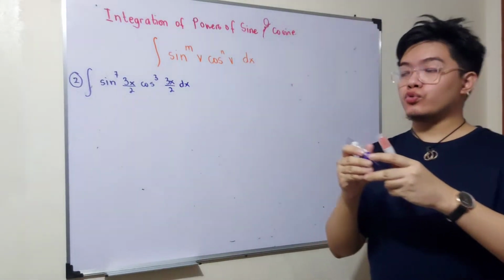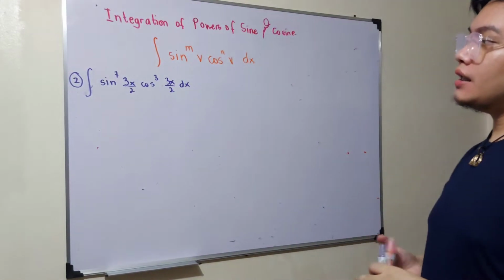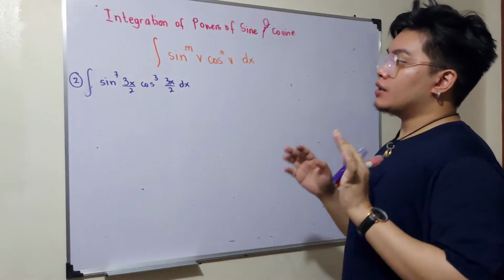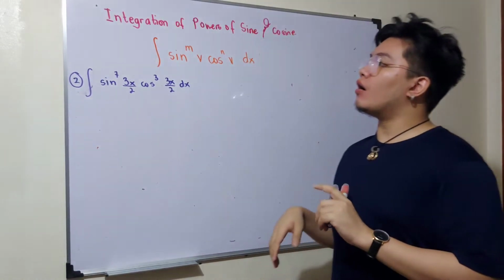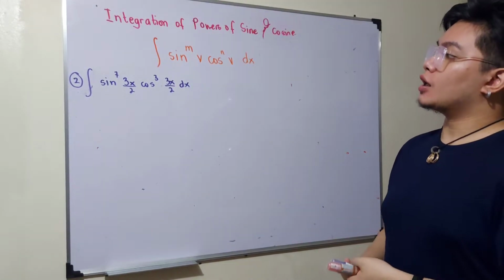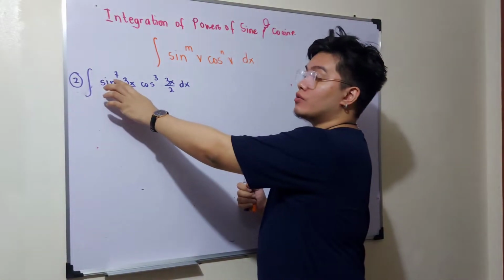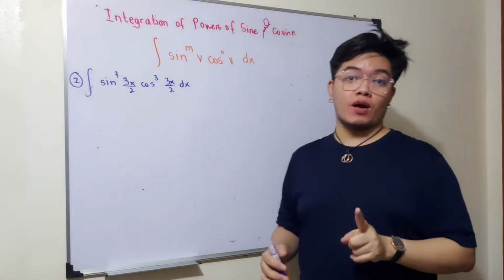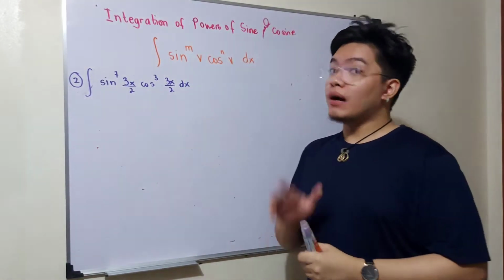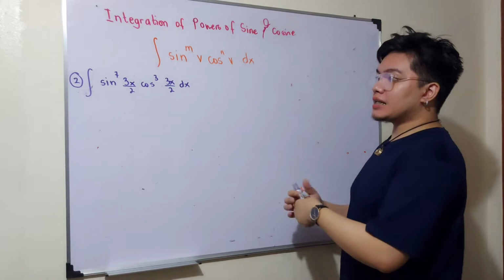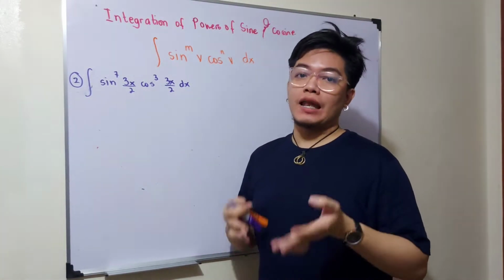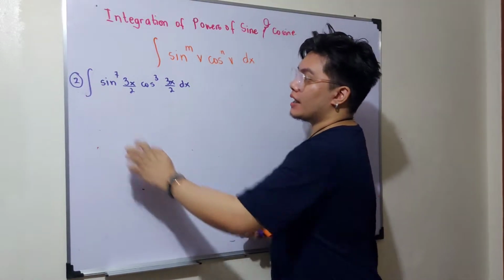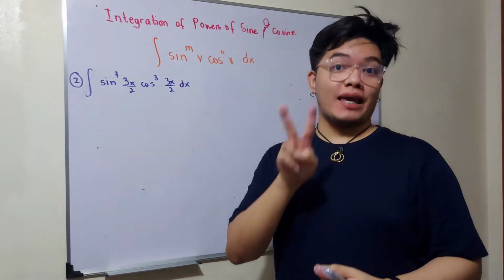Okay, for number 2, so we have here integral of sine raised to 7 of 3x over 2 times cosine cubed of 3x over 2. So mapapansin nyo, parehas add yung m at saka yung n. So ibig sabihin, pwede yan mag-fall sa case 1 at saka sa case 2. But, pag tinignan natin yung convenience na itong dalawa, pag pinagtimbang natin, ma-realize na mas maganda kung mag-case 2 tayo.